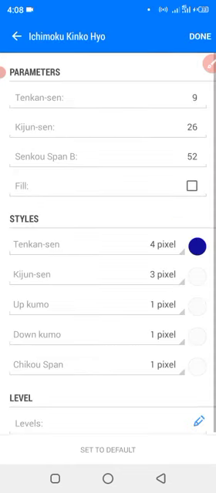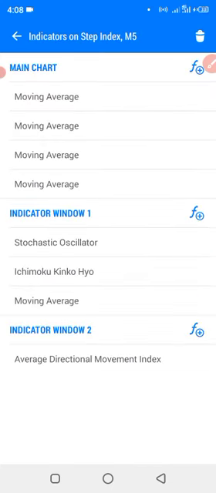There is the Ichimoku. These are the settings for the Ichimoku. The Tenkan-sen is 9, Kijun just as it is now. The names are very Chinese, but this is it. Just the Tenkan-sen you leave. You set it at 4 pixels, and you pick a color of your choice. I chose blue because I have a white background, and every other thing has white settings as it is now.